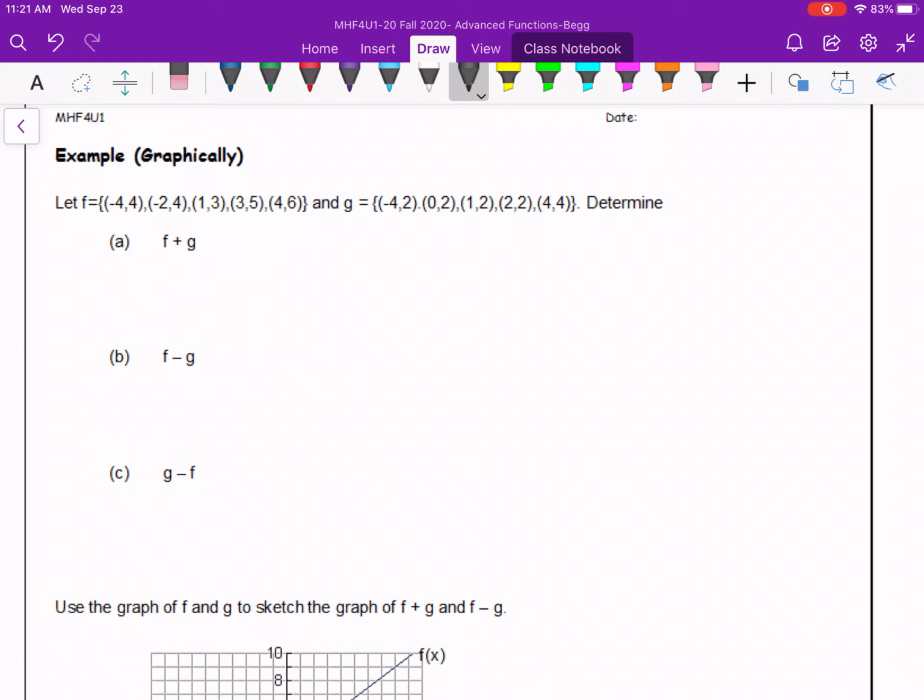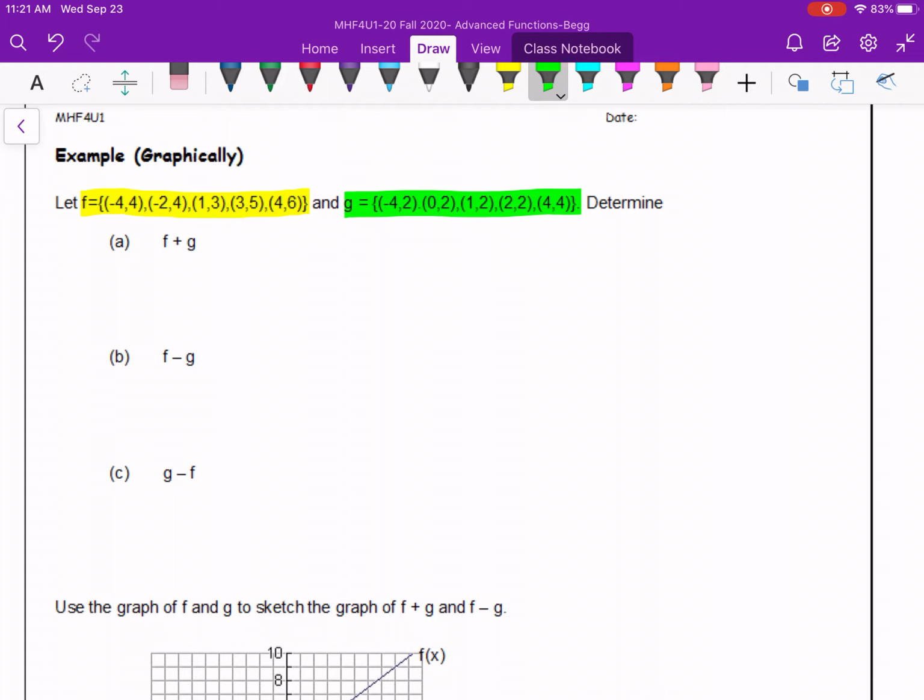How does this work? All right, so let's imagine we've got two functions. We've got a function f, which has the points negative 4, 4, and so on. We've got another function g, and it should say f at x, g at x. Normally that's how we do it. But anyway, they're f and g, two separate functions.